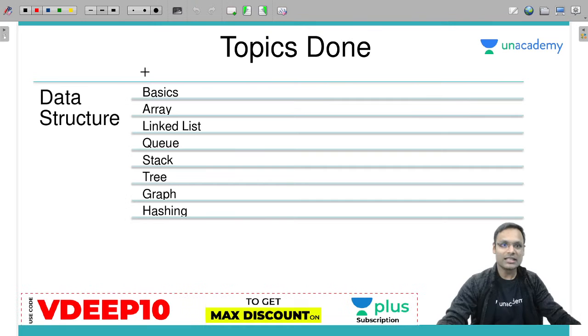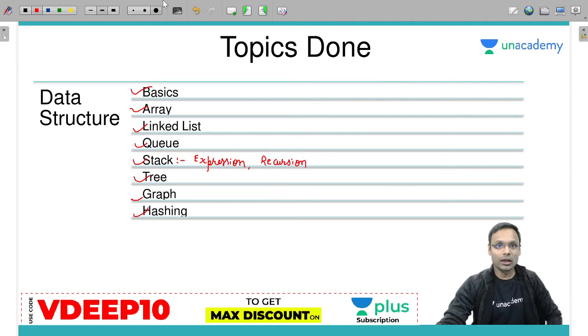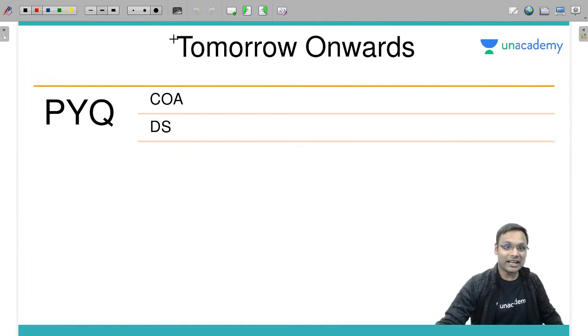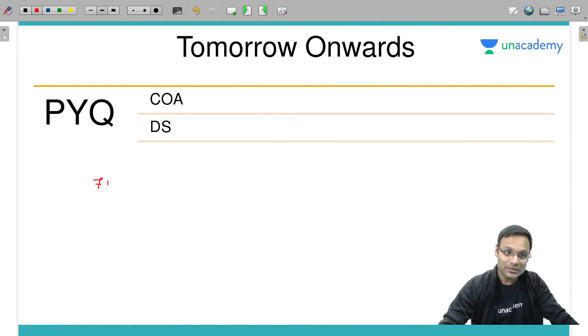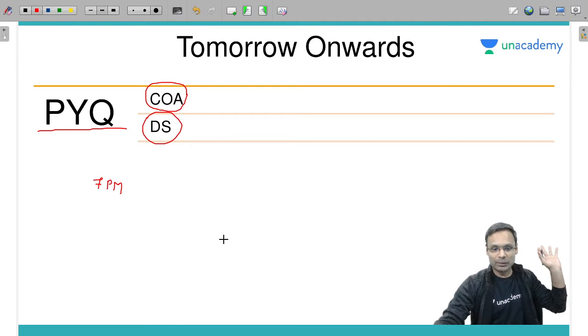So in the data structure, these topics we have done: basics, array, linked list, queue, stack, tree, graph, hashing. In the stack we have seen 2 topics. First one is expression, and the second one is the recursion. All these we have already done. Now what is next? Next is tomorrow onward, same time 7 p.m. First, we will cover up remaining topics of COA previous year gate questions, and then we will go with the data structure PYQ same time 7 p.m.